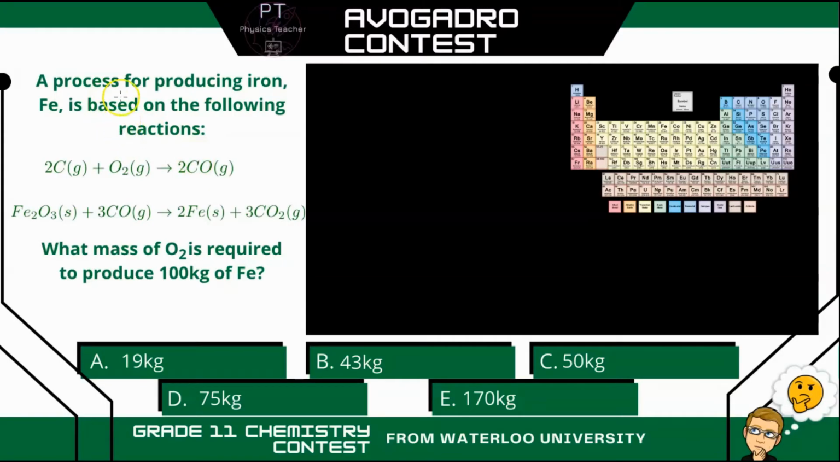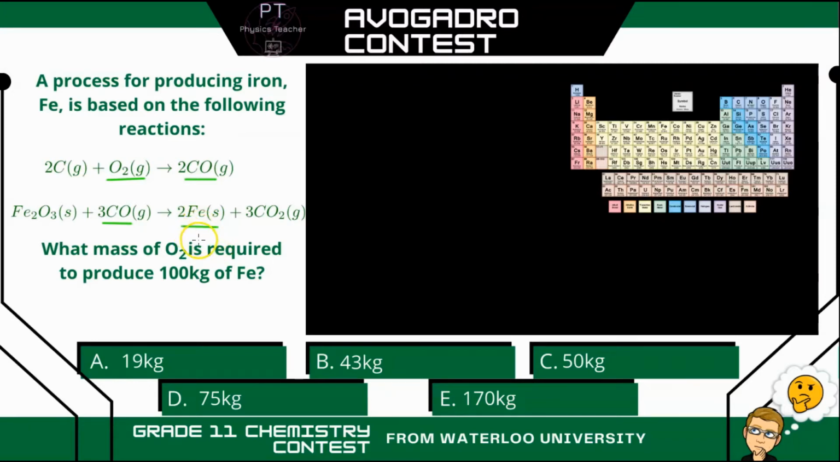So in this question, we're trying to produce iron using these two reactions. The question asks how much oxygen is going to be required to produce 100 kilograms of iron. So what we're going to do is work backwards. Since oxygen gives us carbon monoxide in the first reaction, and then we need that carbon monoxide as a reactant in the second reaction to give us iron, we're going to work backwards.